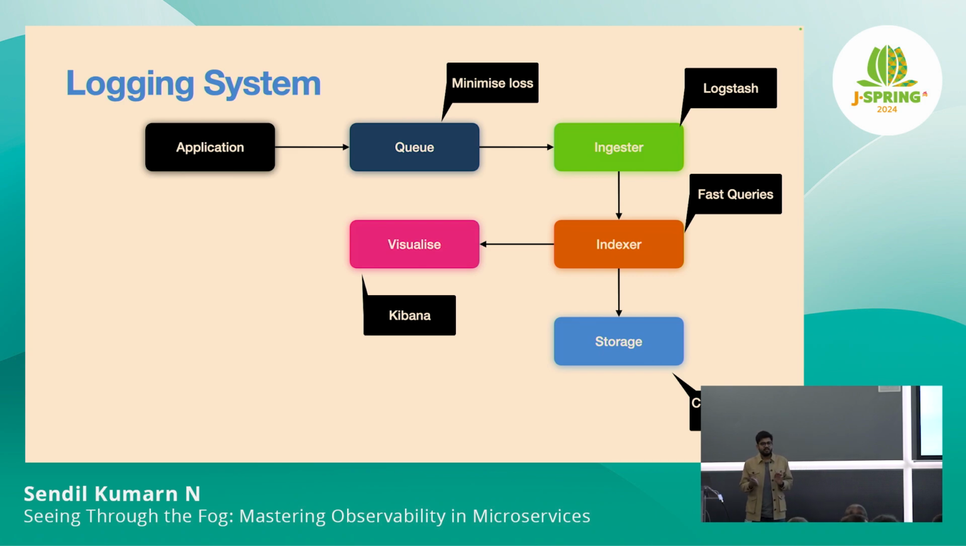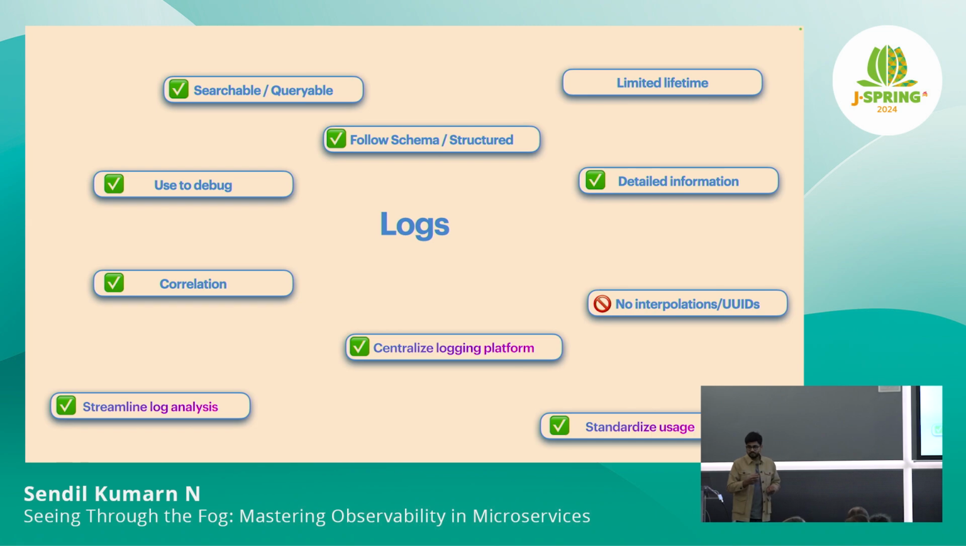And it's also very limited in time. You should not keep more than around 7 days of log data because it is very, very costly. You can also automate those things. The ingester, you can automate and add more information to it. You can automate the indexer part of it. You can automate the visualization part of it. So these are the areas where AI can help you improve.